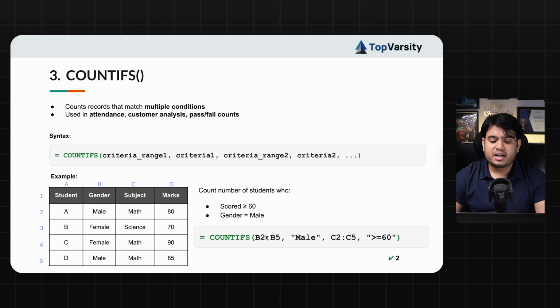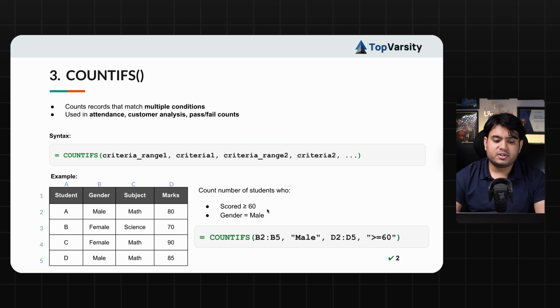So here we are writing, first is B2 to B5, which should be male, because they are asking for gender as male. And score should be greater than or equal to 60, which is D2 to D5, your grade column. If you write the formula and enter it, it will give you 2 as the answer. So they are counting 2, and this will be your example.